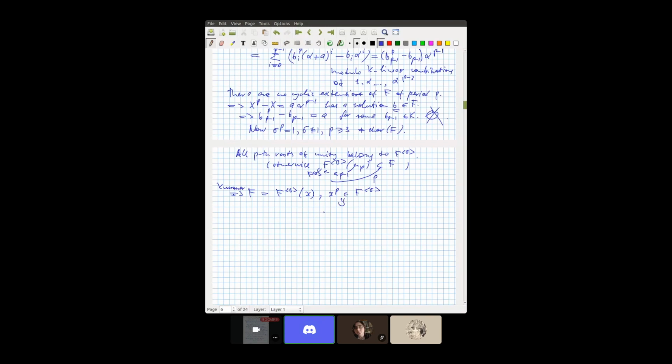Therefore, let us look at the action of sigma on x. You see that x to the p is fixed by sigma, and therefore sigma x is just the same x, but times a certain root of unity, which is of course not trivial, and it is a primitive p-th root of unity. All right.